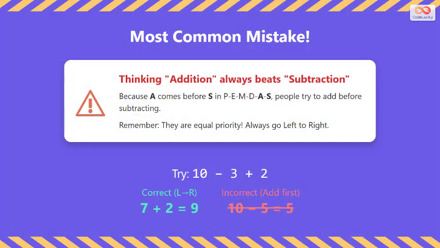The most common mistake happens with addition and subtraction. In the equation 10 minus 3 plus 2, people often see the plus sign and want to add 3 and 2 to get 5, then subtract that from 10. This gives 5, which is incorrect. You must go left to right. 10 minus 3 is 7. 7 plus 2 is 9. That is the correct answer.